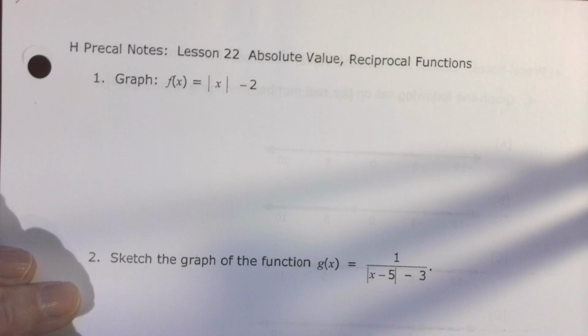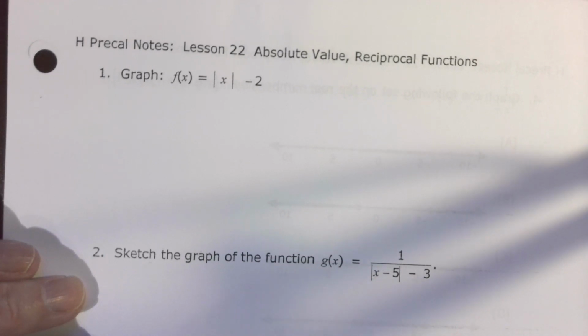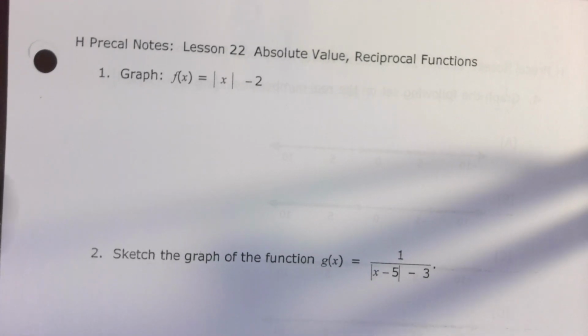Okay, this is lesson 22. We're going to talk about absolute value functions and reciprocal functions. Okay, so the first one is f of x equals the absolute value of x minus 2.